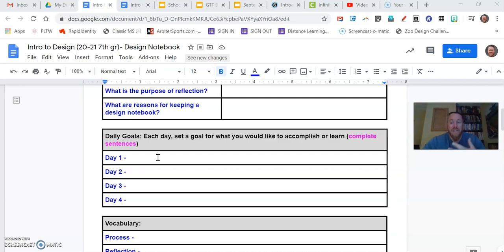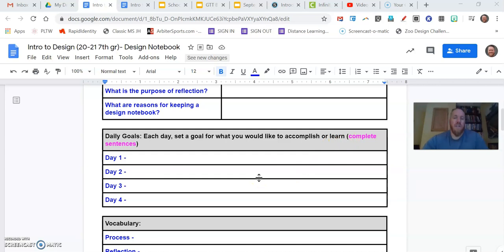Okay, today I'd like to finish vocab is actually a complete sentence, assuming that I capitalize the letter and put punctuation at the end. Notice that complete sentences right here is in pink. So you don't have to write complete sentences for your goal. You do need to write a goal because day 1, 2, 3, and 4 are all in blue. But if you write it as a complete sentence, that's what you should aspire to do.